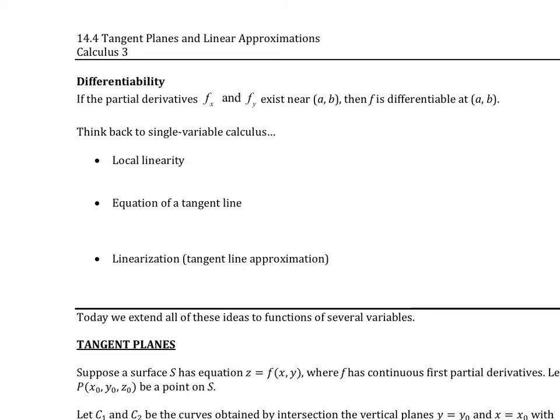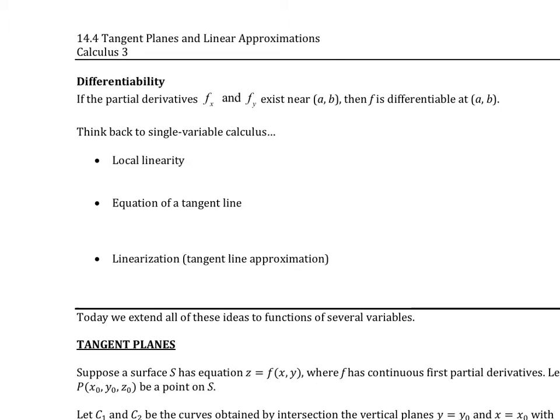Today we're going to look at tangent planes and linear approximations as they relate to multivariable functions. We know that to be differentiable, if the partial derivatives exist near a point, then f is considered differentiable. So if the partial derivatives with respect to x and with respect to y exist, then we call f differentiable. If there are more variables than just two, we would need each of the partial derivatives to exist.